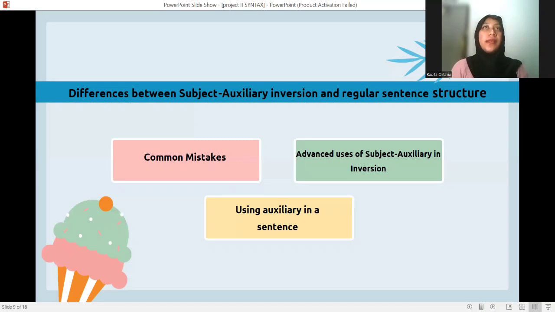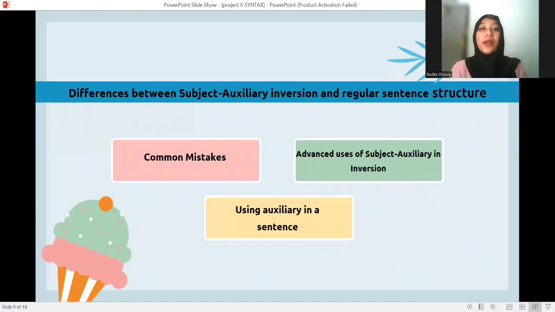Difference between subject auxiliary inflection and regular sentence structure. In regular sentence structure, the subject comes before the verb. For example, I am going to the store. In the sentence, I is the subject and am going is the verb.